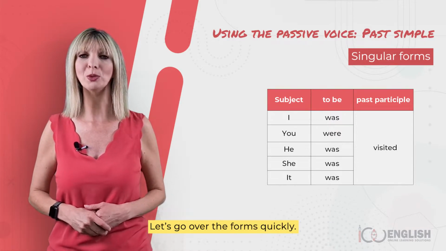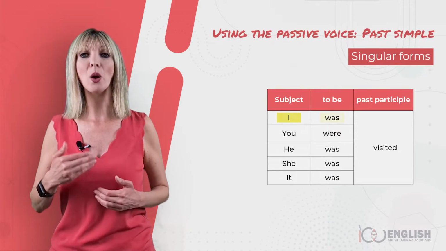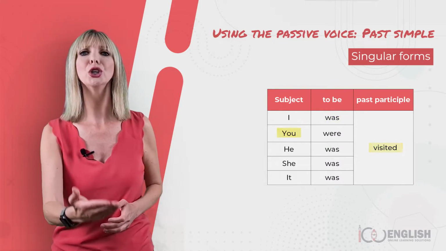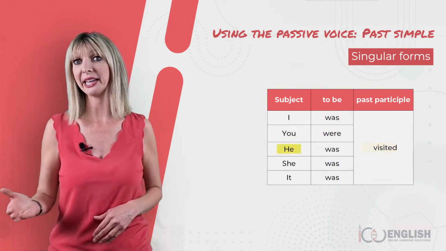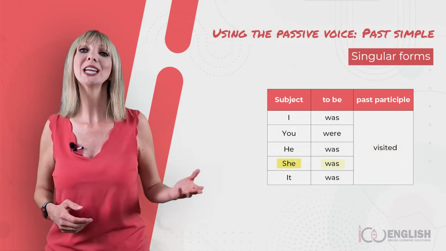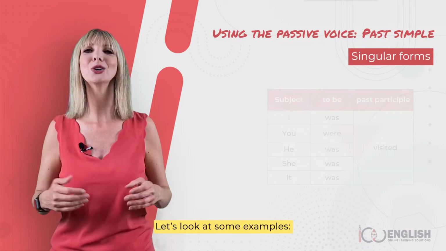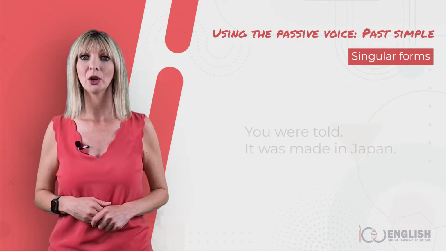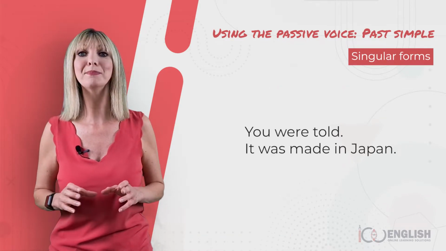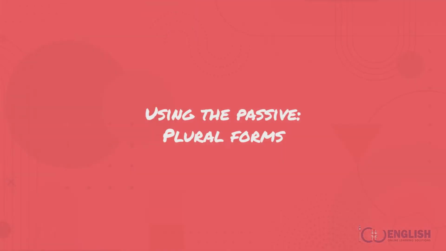Let's go over the forms quickly. I was visited. You were visited. He was visited. She was visited. It was visited. Let's look at some examples. You were told it was made in Japan.